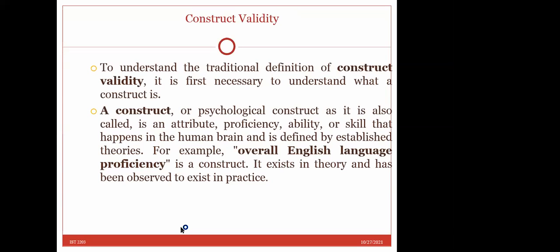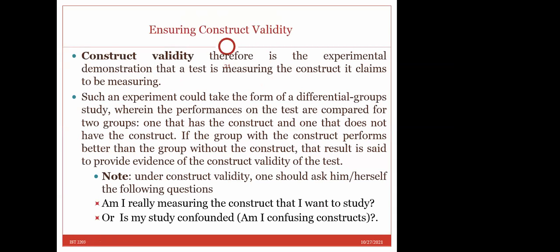If that's a construct you want to study, you want to be sure that that is the thing that you actually captured while you're collecting the data and while you're studying. That's what we mean by construct validity. And with construct validity, you can have even an experiment to ensure that you're actually capturing this construct very well. Construct validity, therefore, is the experimental demonstration that a test is measuring the construct it claims to be measuring.